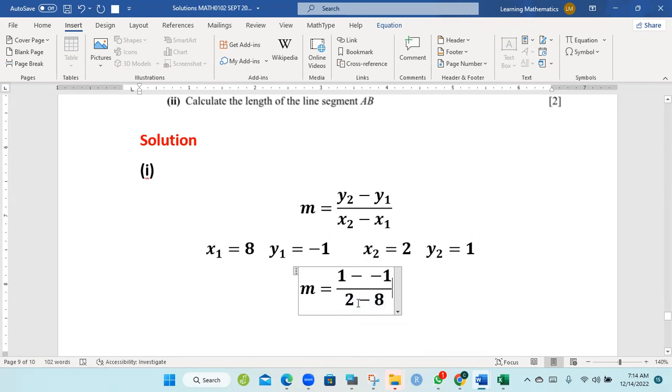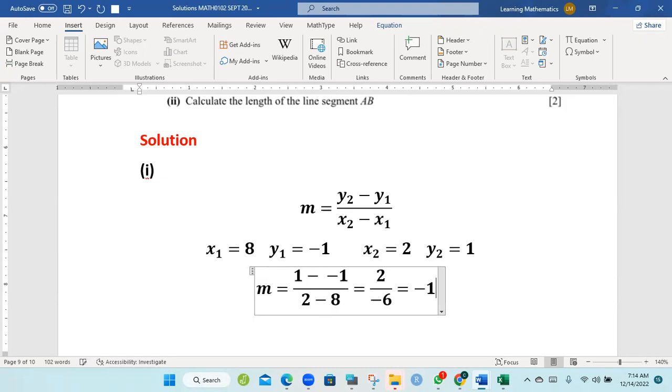So what we have now is 1 minus -1, that will be 1 plus 1, because a negative times a negative is a positive. So those two negatives, a negative of a negative is a positive. So 1 plus 1 is 2. And 2 subtract 8 will give us -6. This simplifies now to -1/3. So the gradient of the line will be -1/3.